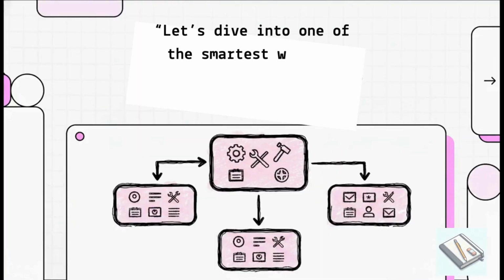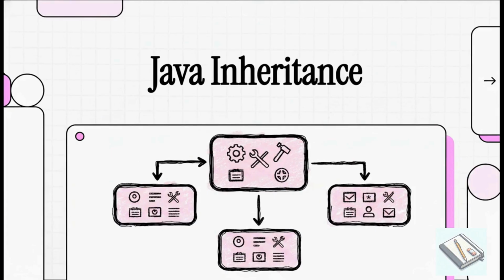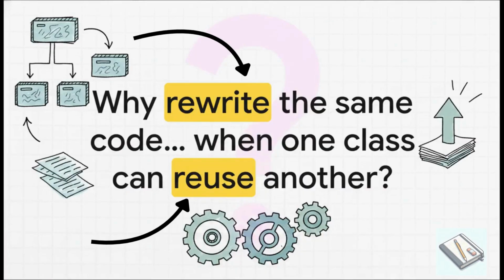Let's dive into one of the smartest ways to write less code in Java. We're talking about inheritance. And really, at its core, it's all about one thing: being efficient and reusing the code you've already worked so hard to build. I mean, seriously, think about it.